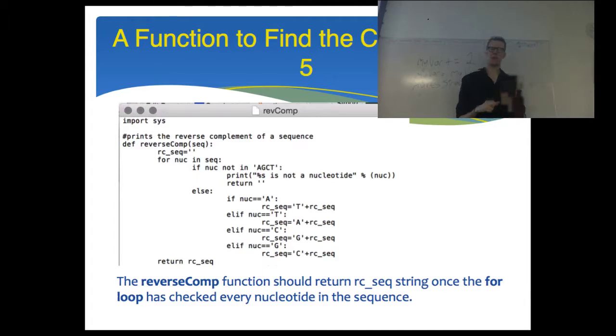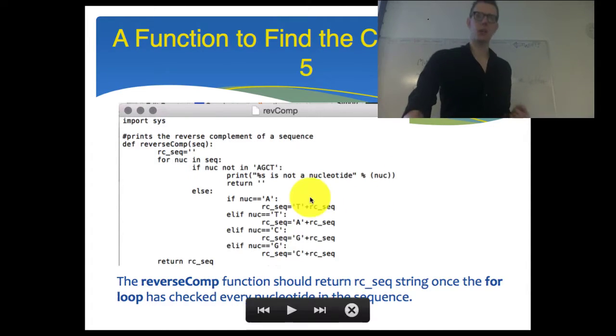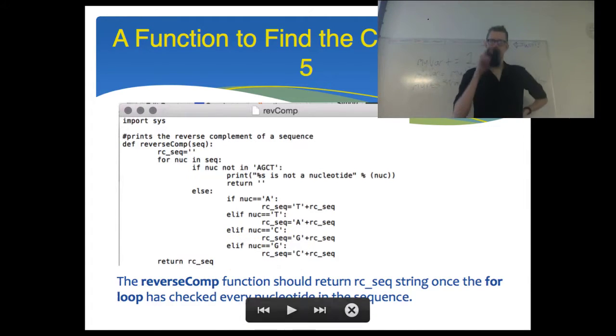Then we have that elif, which means if it's an A, prepend a T. Else, if it wasn't an A, if it's a T, let's prepend an A. Else, if it wasn't either of those, and it's a C, let's prepend a G. Else, if it was none of that, but it is a G, let's prepend a C. So we deal with every scenario here one by one. Remember, you can read elif like else if.